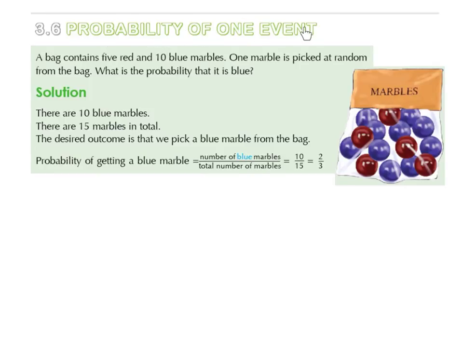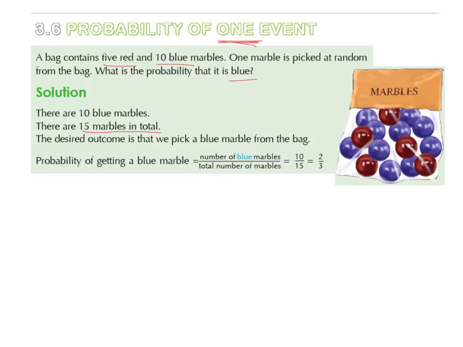Probability of one event. A bag contains 5 red and 10 blue marbles. One marble is picked at random from the bag. What is the probability that it is blue? There are 10 blue marbles and there are 5 red, so that makes 15 marbles in total. The desired outcome is that we pick a blue marble from the bag, so the probability of getting a blue marble is the number of blue marbles divided by the total number of marbles.